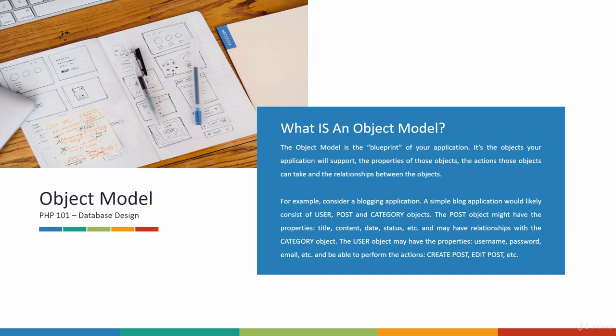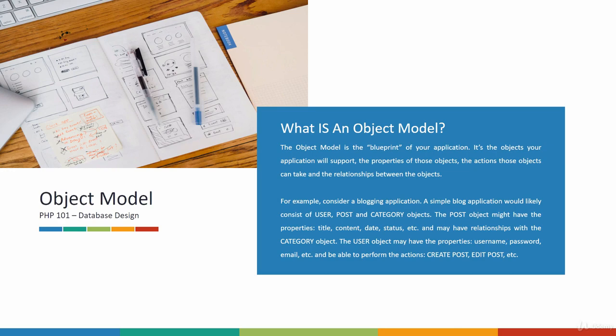So for example, if you were to consider a blogging application, a really, really simple blog application would likely consist of, say, a user object, a post object, and a category object. And the post object might have the properties title, content, date, status, and so on. There's obviously a ton that you could add there, but those are some tried and true ones that'll usually be there. And the post object may have relationships with the category object. So you may want to say this post belongs to this category or is in this category. That's a kind of relationship.